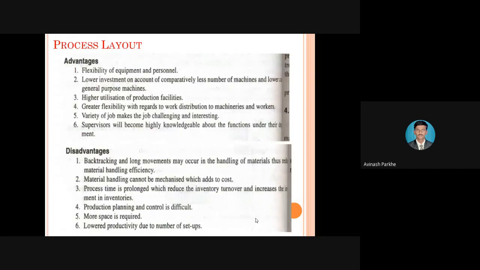Then we'll discuss the advantages and the disadvantages. Each and every layout has some advantages and some disadvantages also. So what is the first advantage you can see? The flexibility of equipment and personnel. Whatever equipment is provided, maybe a lathe machine, milling machine, grinding machine, or welding machine, there is maximum flexibility. There are different types of machines available, different types of grinding machines, different types of lathes, different types of milling machines. Means flexibility is there. We can use any type of machine at any time.